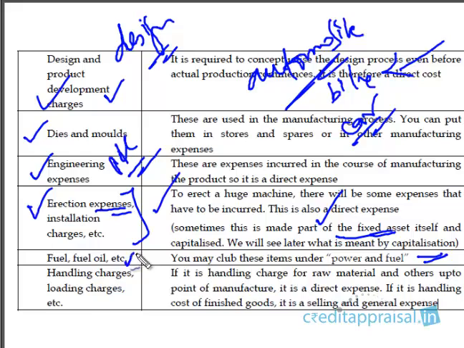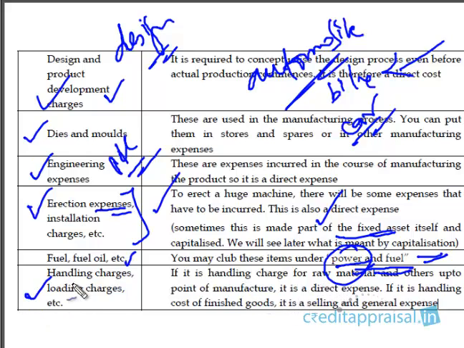Fuel oil, these items are usually placed under power and fuel. So power anyway is a direct expense. The single entry for power and fuel. So sometimes besides electricity, companies also need to use fuel like diesel, right? For their various production purposes. So that is a direct expense.